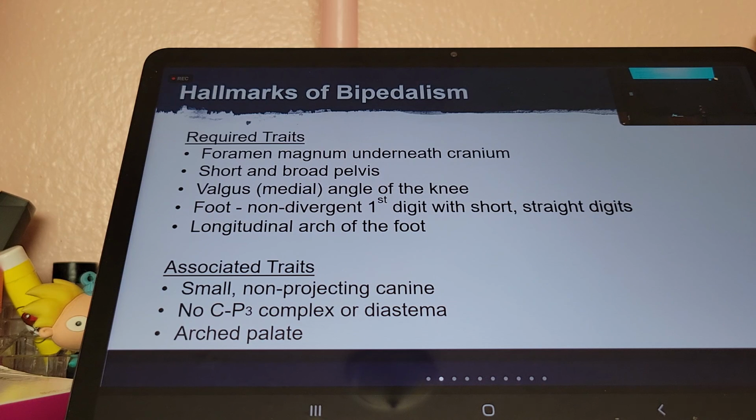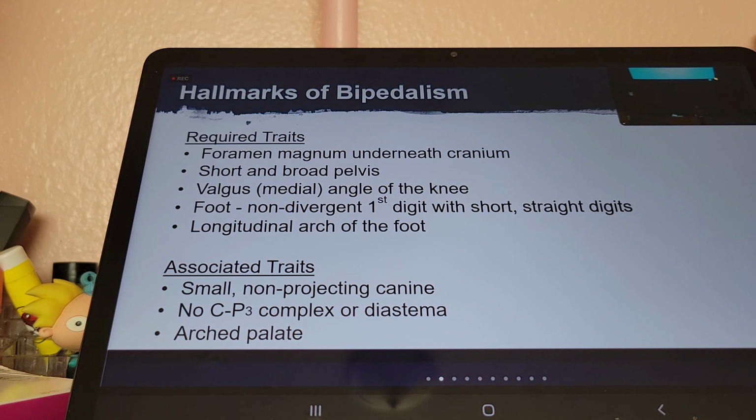Now we're going to find in the evolutionary record or the fossil record that we don't get every single one of these traits in the earliest hominins. And that is to be expected because evolution is a process. Evolution is a process.